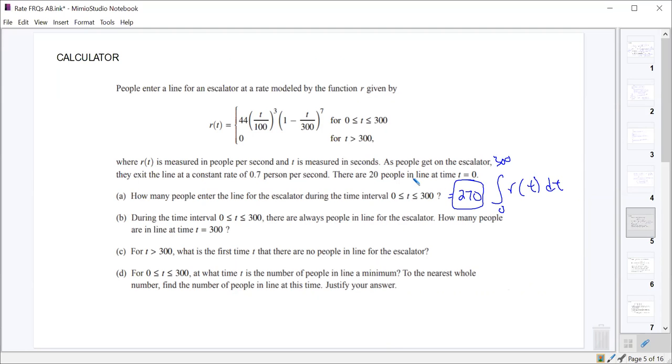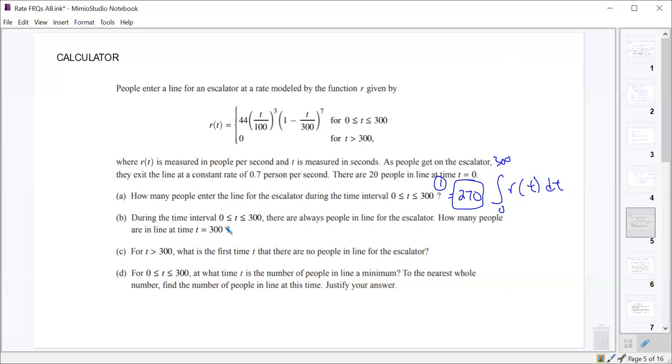And that was worth just 1 point per part there. But hopefully a pretty easy point to get. Yeah. And I think I said in the last one, right, that's generally what the first part of any of these is: you take your rate and you integrate it on some interval and you get an answer. Usually 1 point, sometimes 2 for the setup and the answer. All right. Part B says there are always people in line for the escalator. How many people are in line at time t equals 300?